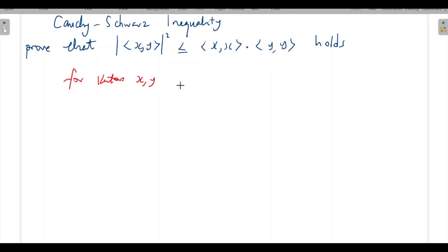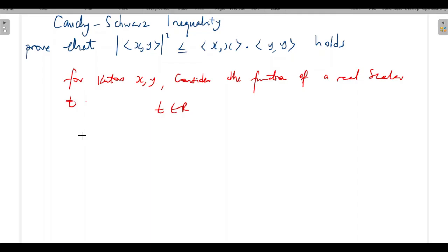vectors x, y, because x and y are two vectors, we are going to consider a function of a real scalar t, that is, t is a real number. Considering the function of the scalar t, we take f of t to be the same thing as the inner product of x plus ty with x plus ty. I'm just trying to make use of the positive definiteness property under inner product properties.